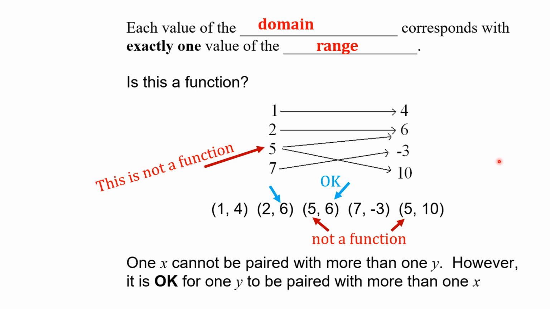But it's not okay for you to have different answers to the same question, if you see what I mean. It's all right for 2 and 5 both to have the same answer, 6. But it's not all right for 5 and 5, the same question, to have two different answers.